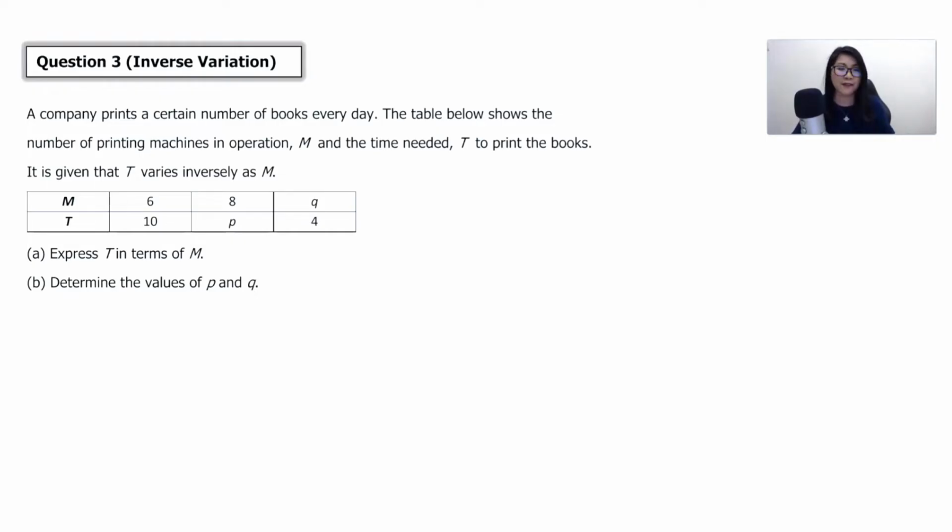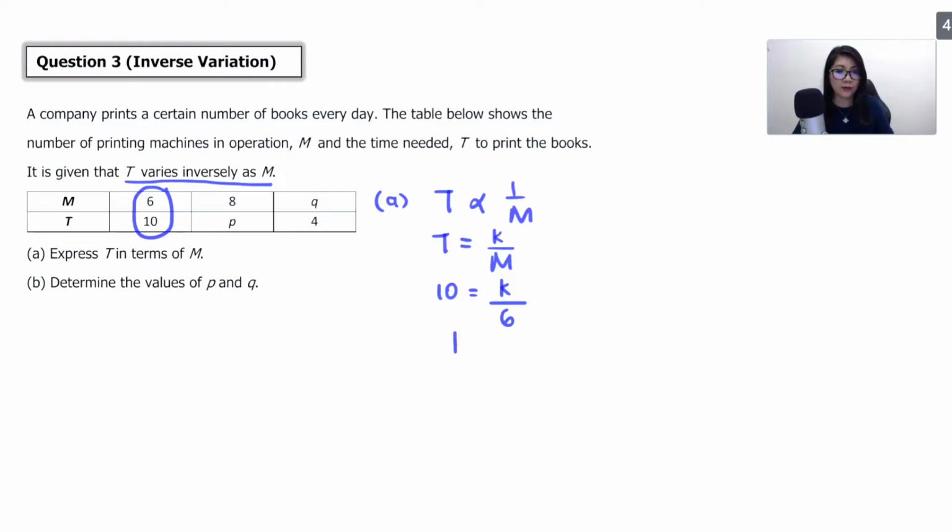Now let's solve for A first. Express T in terms of M. It's stated here, T varies inversely as M. And then after that, I'm going to change this into equation form, which is T is equals to K over M. Then I'm going to substitute the values of M and T to find K. So T is 10, and K is unknown, and M is equals to 6. So therefore, K is equals to 10 times 6, which is 60. After that, I'm going to sub this into step 2. So T is equals to 60 over M. So that's the answer for A.